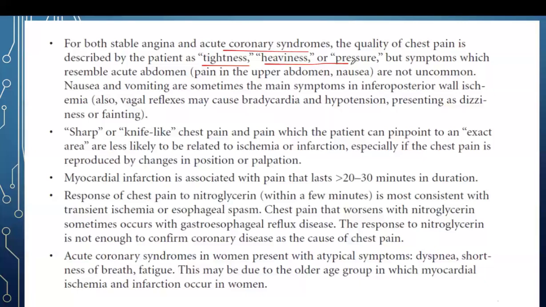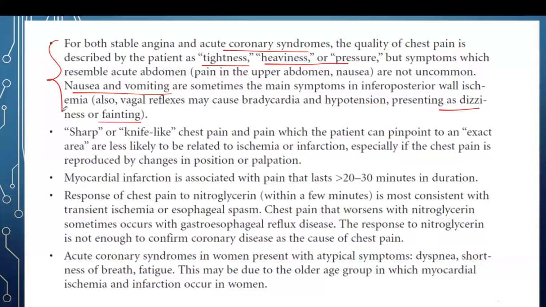Sometimes patients with acute MI can even present with epigastric pain. So if a middle-aged or elderly patient presents with sudden onset epigastric pain, you should also try to rule out myocardial infarction, because that can be a presentation. Nausea and vomiting can sometimes be associated symptoms in acute coronary syndrome. Some patients can even have dizziness or fainting. So these are usually the symptoms of acute coronary syndrome.